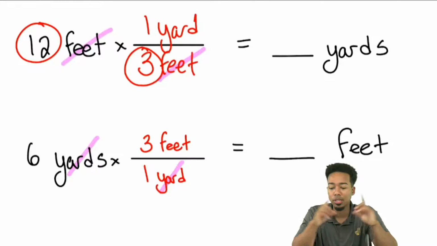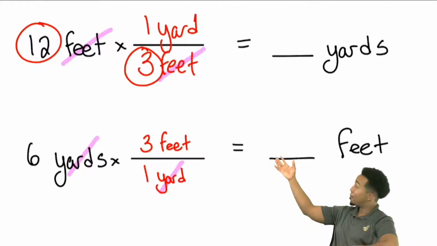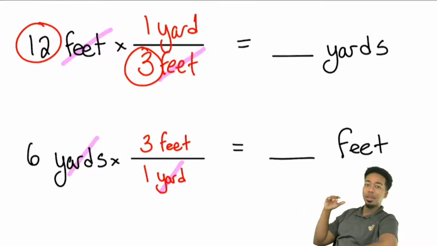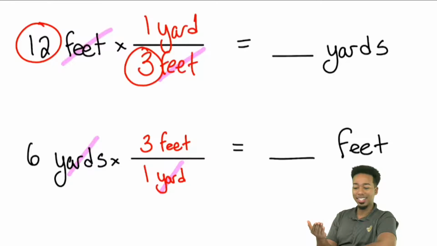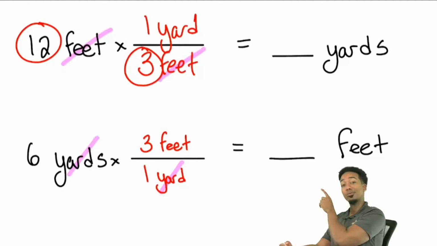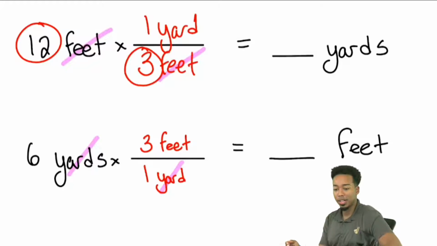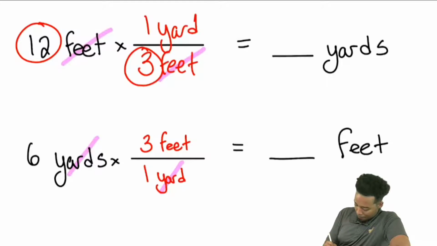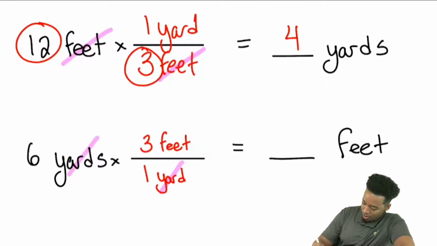Here it'll be dividing, because notice how you have the 12 feet, and on the bottom you have 3. Everybody, if you have a number on the bottom, that means you're dividing. If the number's up top, that means you're multiplying. Because the 3 is on bottom, we are dividing. So 12 divided by 3 is what? That's going to be 4 yards.